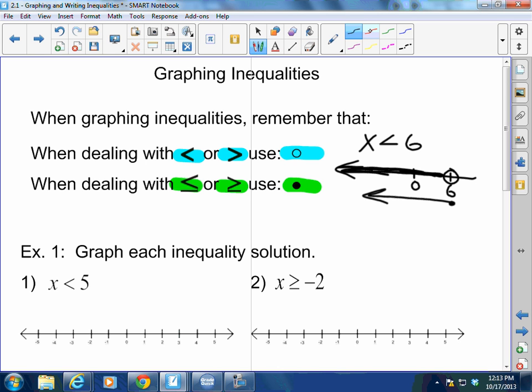Now, what if I told you x is less than or equal to 6? Well, in that case, isn't 6 part of the solution? So I can include it with a solid circle, and then I shade to the left. Does that help you guys understand why it's open circle for greater than or less than, and closed circle for less than or equal to or greater than or equal to? Awesome. Yes, sir.